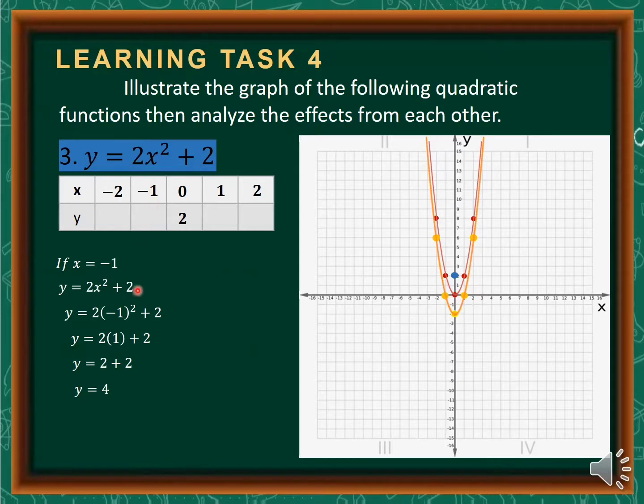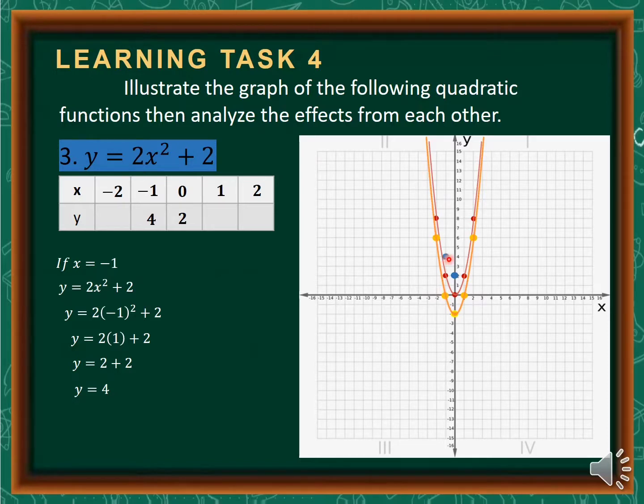Correct. So, how are we going to plot it? Negative 1, 4. Where is it? Negative 1 is our x. Where is x? Here. Our y is 4. There, so it is here. That is its plot.